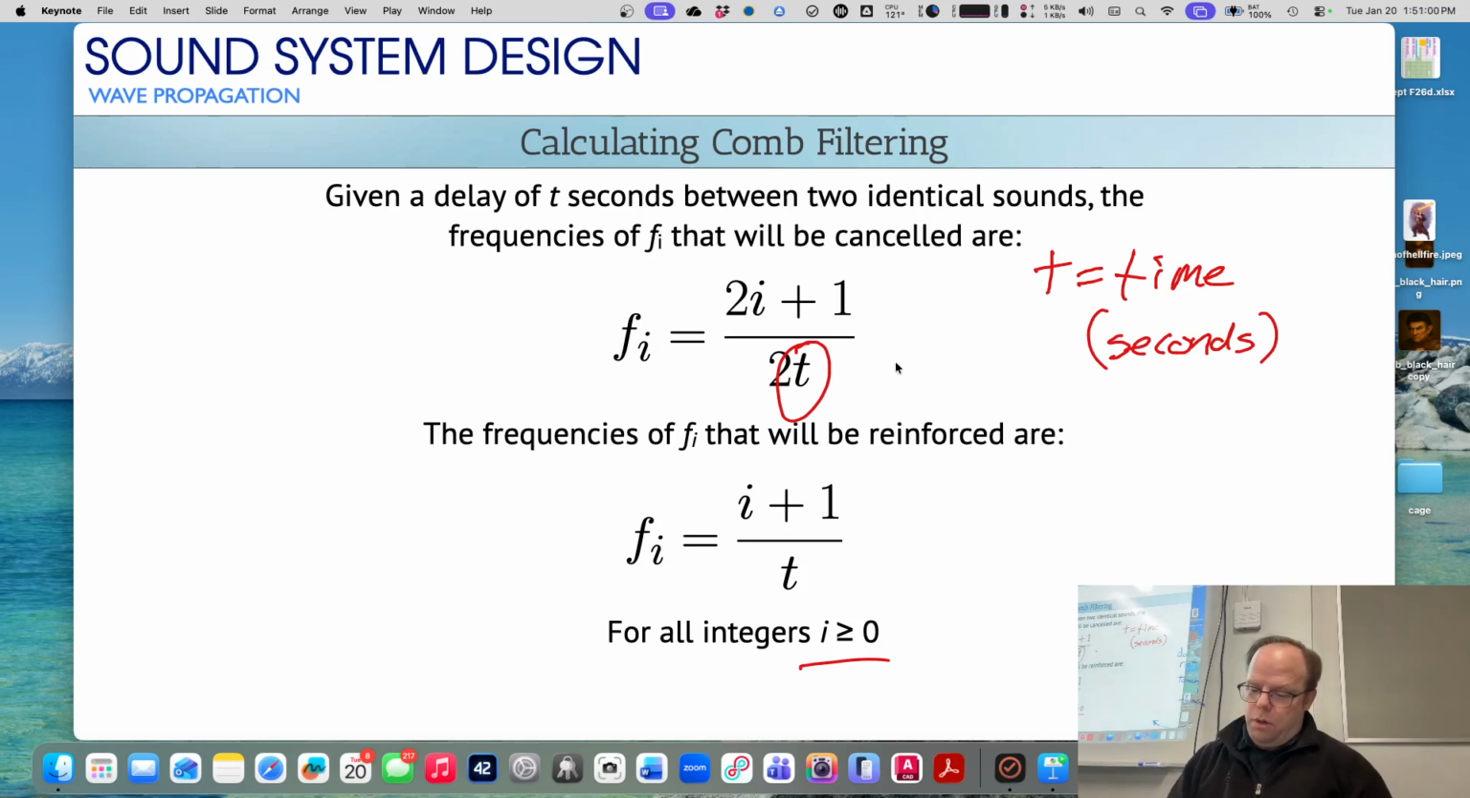If you're looking for reinforcements, it's a very similar equation. You're just not multiplying the values by 2 anymore. So for the first reinforcement, it'd be 0 plus 1 divided by the time. And then for the next reinforcement, it'd be 1 plus 1 divided by time. And you just keep going forever and ever, and you'll get them all.